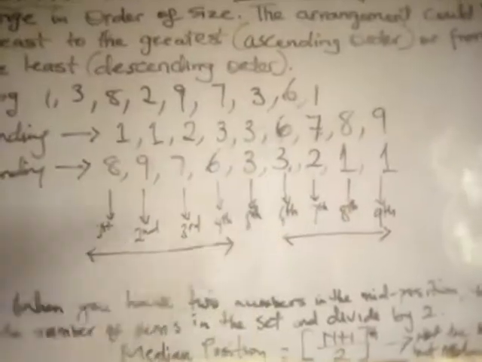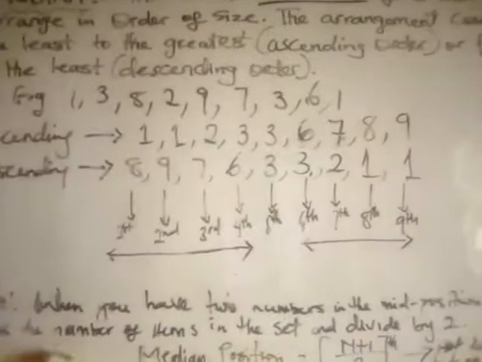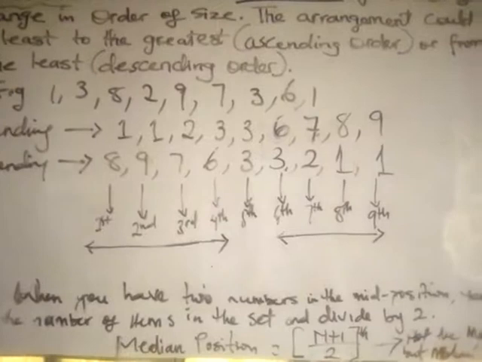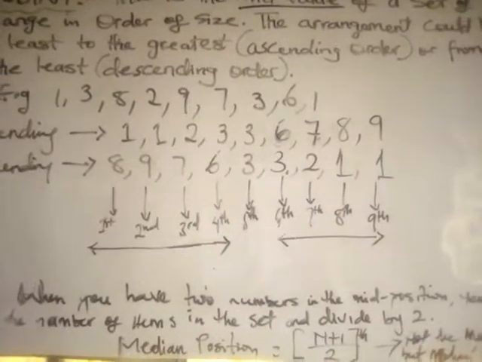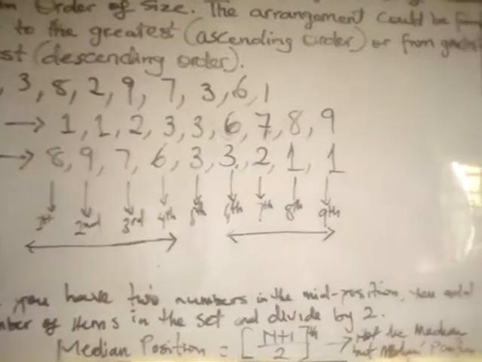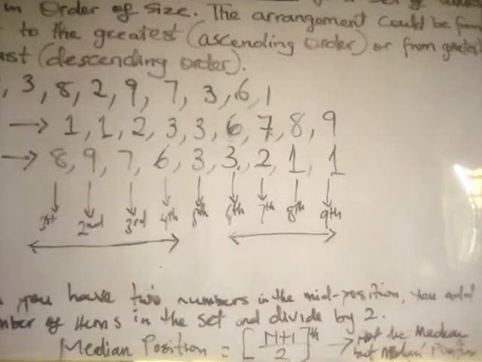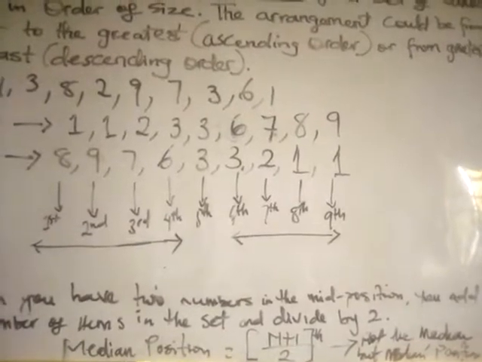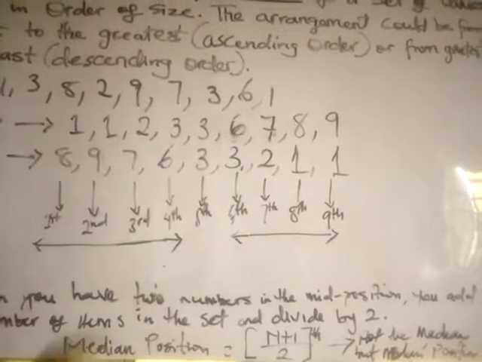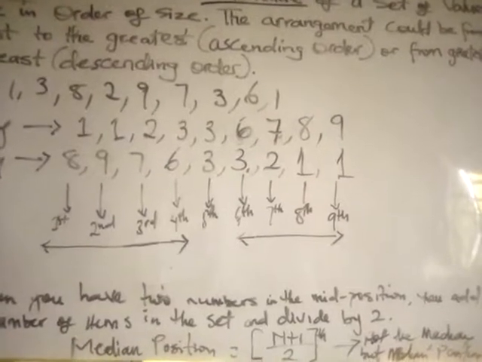So you should note that when you have two numbers in the mid position, you add 1 plus the number of items in the set and divide by 2. Sometimes you have an even number of values or scores in the data set, and sometimes you have an odd number. When you have an odd number, it could be easier. But when you have an even number, then you could have 2 numbers in the mid position. So how do you now find the median when you have such a data set?